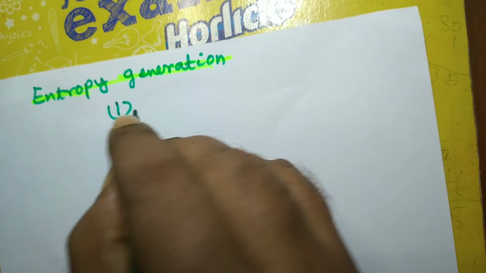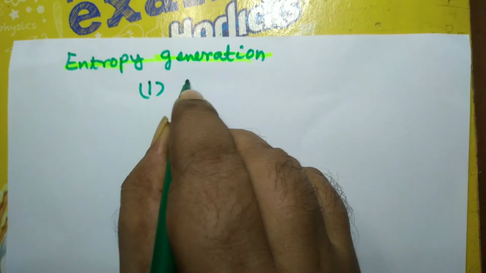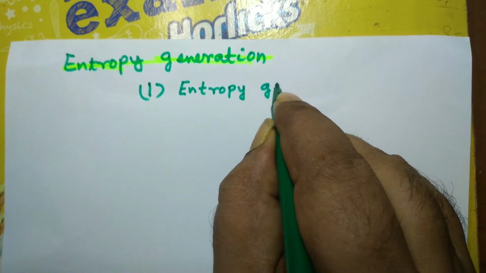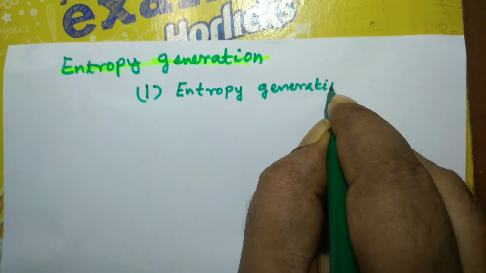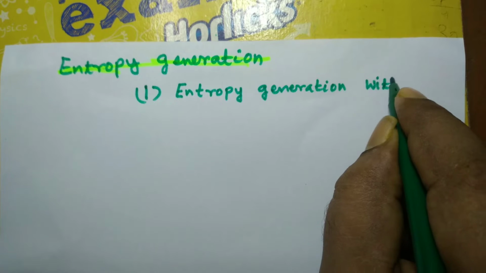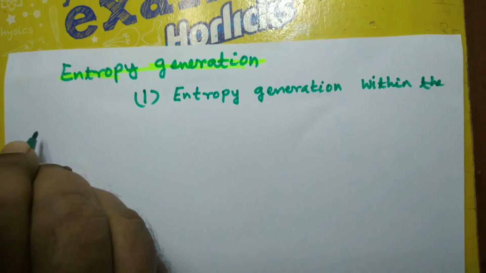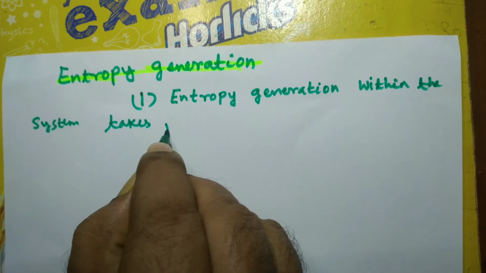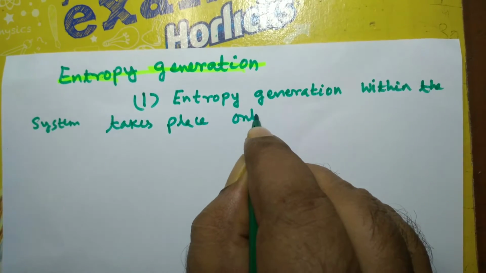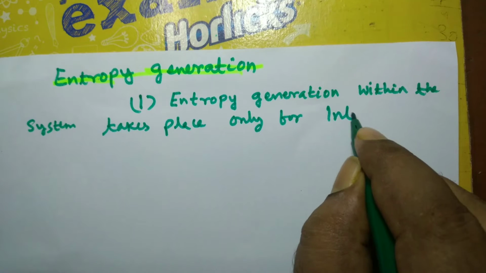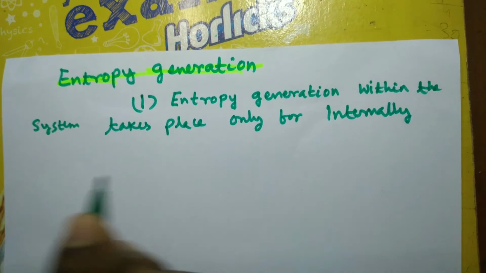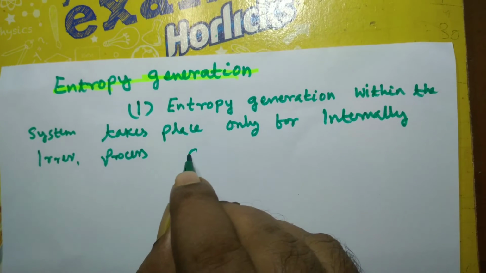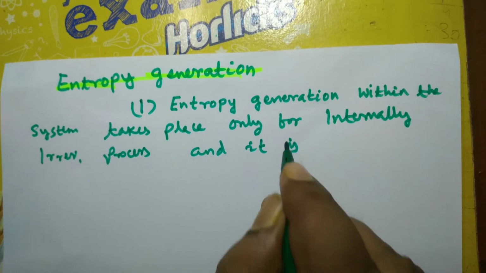First point regarding entropy generation is: entropy generation within the system takes place only for internally irreversible process, and it is always positive.